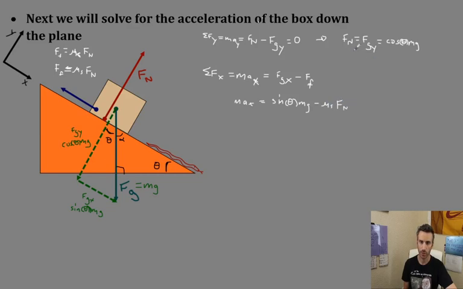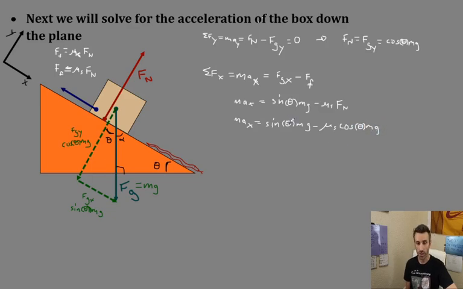Okay, but wait, what do we know about the normal force? The normal force is equal to the force of gravity in the y direction, which is in turn also equal to cosine theta mg. So let me rewrite this. So ma in the x is equal to sine of angle theta times mg minus mu s times, as I said, cosine theta times mg.